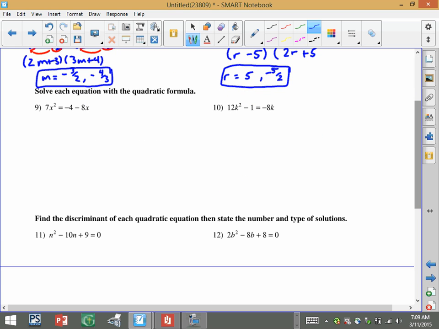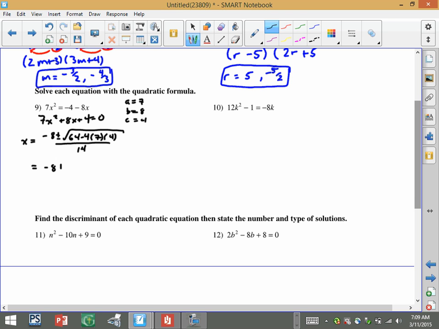Right? And then 9 and 10, they ask you to use the quadratic formula. So here's step 1. Let's make sure we have it in standard form again. Plus 8x plus 4 equals 0. So a is 7, b is 8, c is 4. So opposite b, plus or minus b squared, so that's 64, minus 4 times 7 is a, times 4 is c, over 2 times a, which is 14.